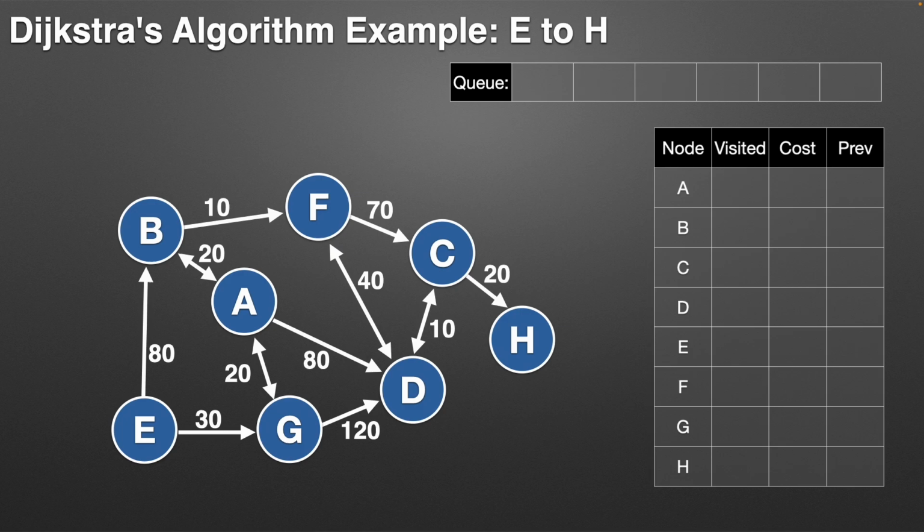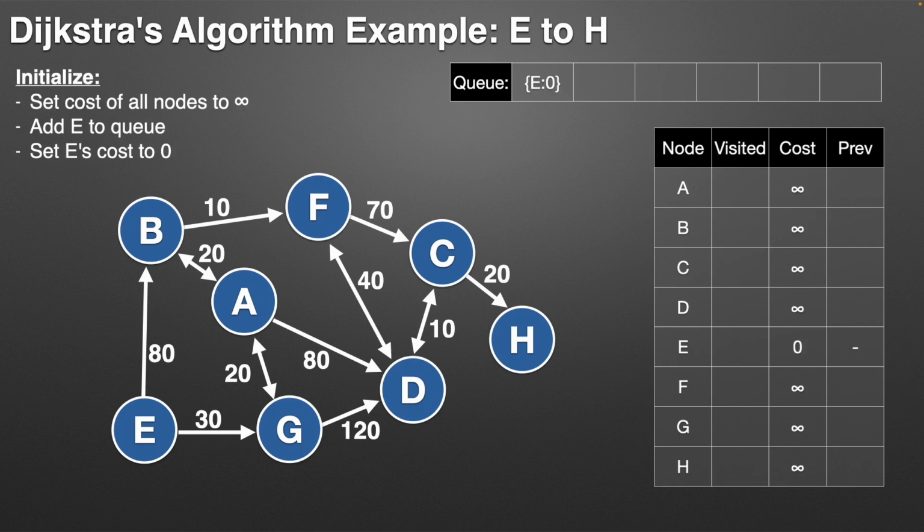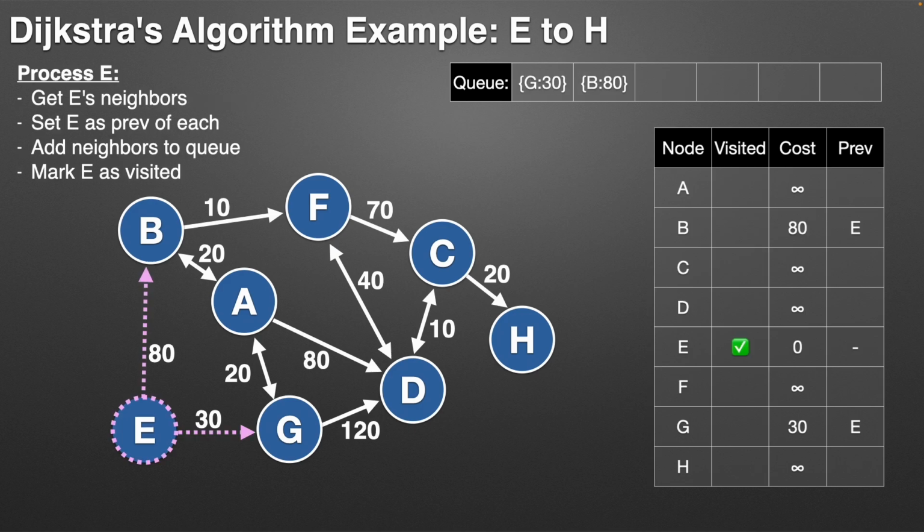So let's go through one more. And we'll go from E to H this time. So we will start by initializing everything like we do to infinity and putting a 0 at E, and it has no previous node. So we will then pull E out, and we will say what are E's neighbors, G and B, right?